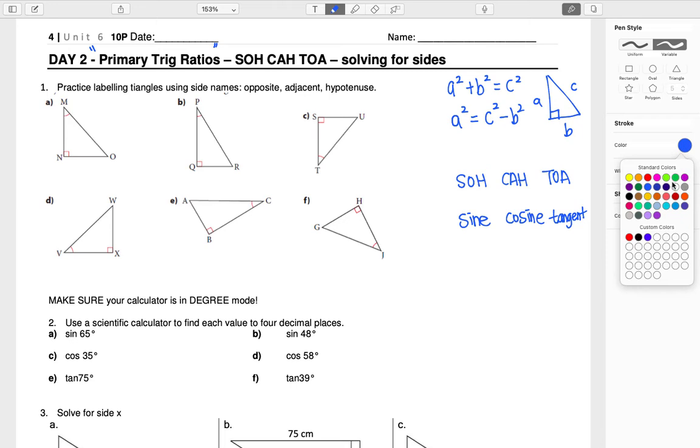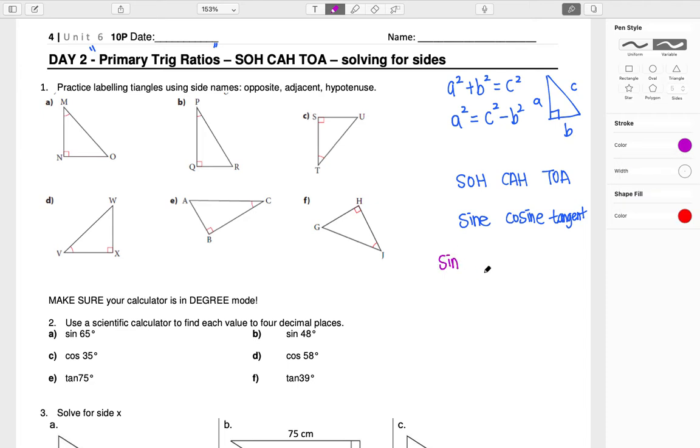Now the formulas that you need to memorize: for sine, we only use 3 letters. So it's sin, 3 letters, and then theta, or I'm just going to put x as the angle, equals O over H, opposite over hypotenuse. And CAH, which is cosine, 3 letters again, cos, angle is equal to A over H, adjacent over hypotenuse. And tangent is tan, theta or angle is equal to opposite over adjacent.